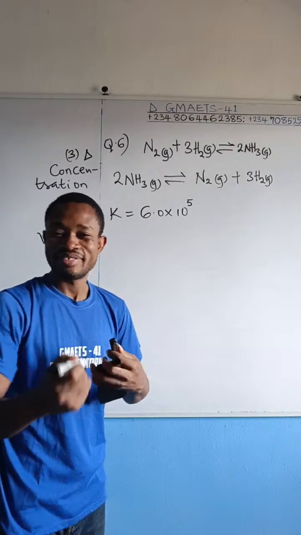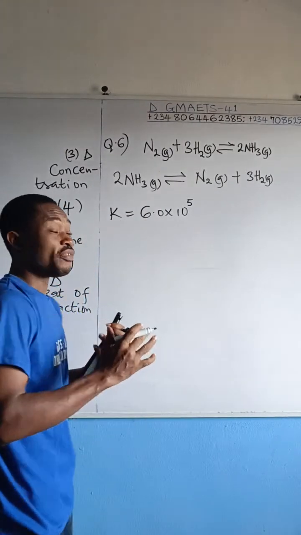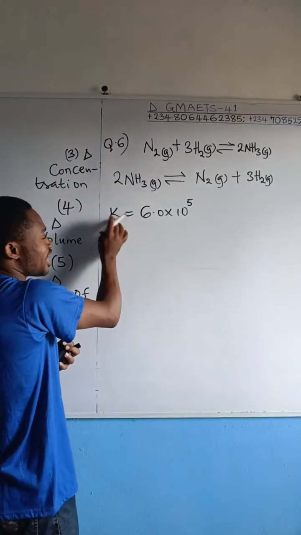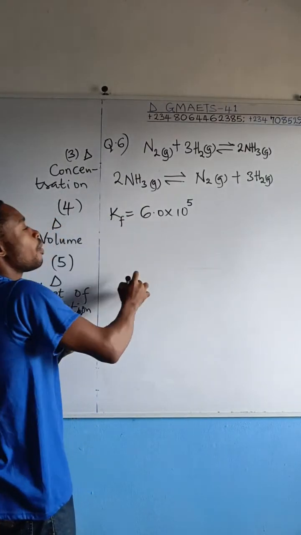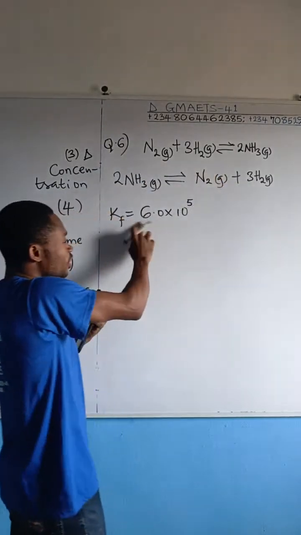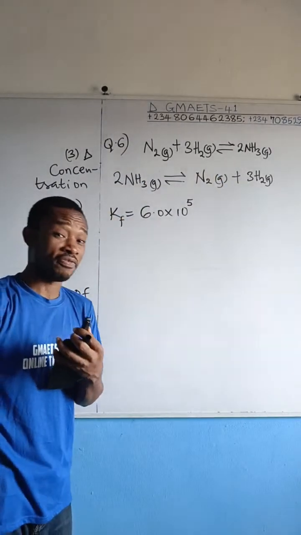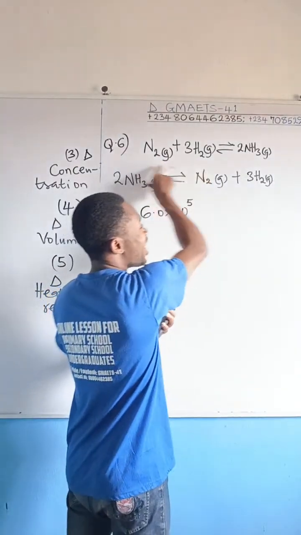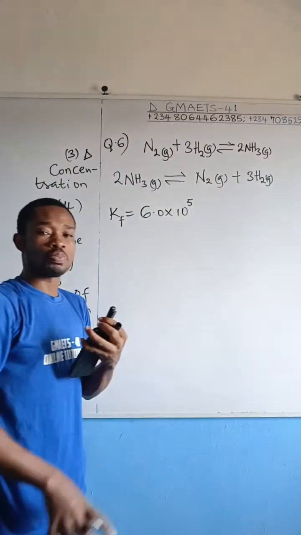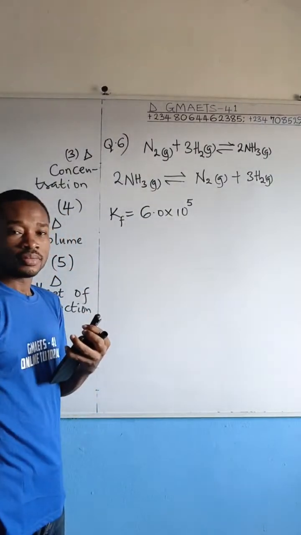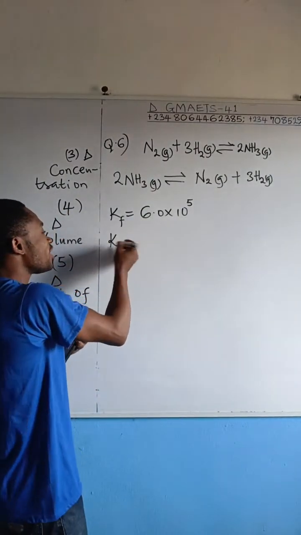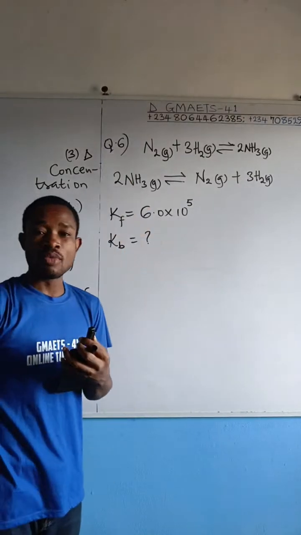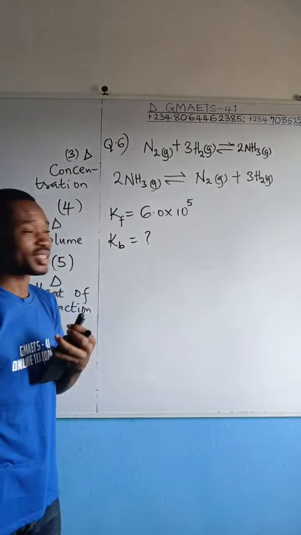Solving it is simple. Now I'm going to give you the formula for this. Generally, permit me to use this as the forward equilibrium constant, because when they gave us this 6.0 times 10 to the power of 5 as the equilibrium constant, that is when nitrogen gas and hydrogen are reacting to give you that forward product, ammonia. Now, they asked us to find the one for the backward. So let me use KB for the backward reaction, when ammonia is dissociating to give you nitrogen gas and hydrogen.